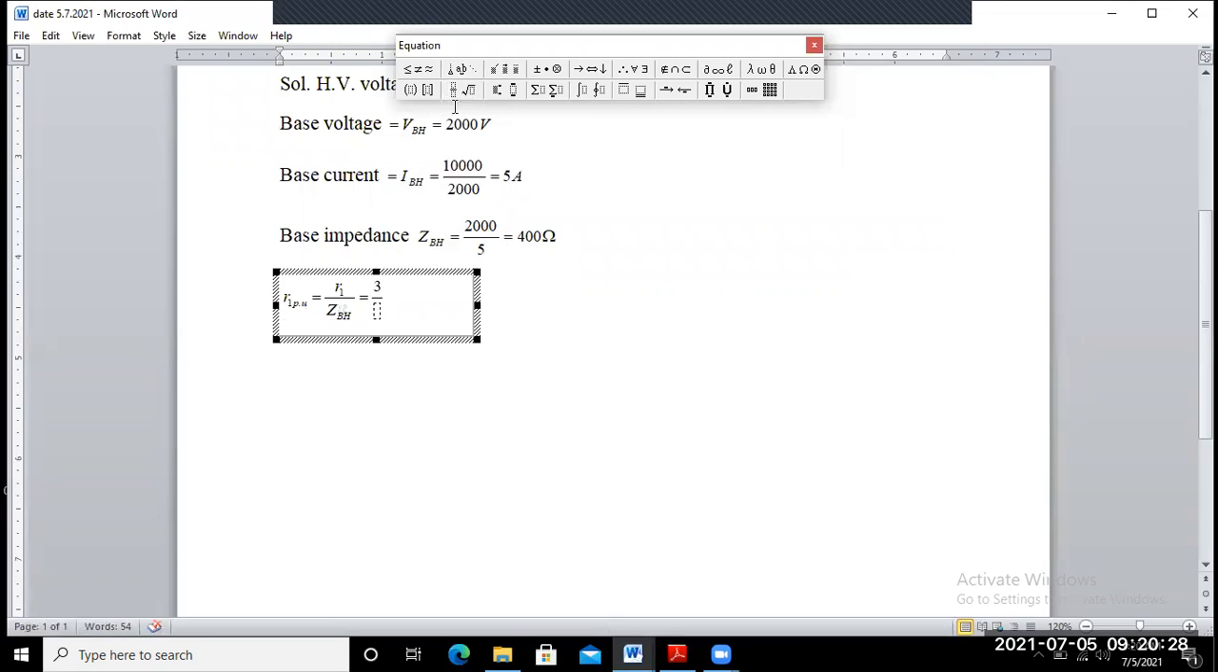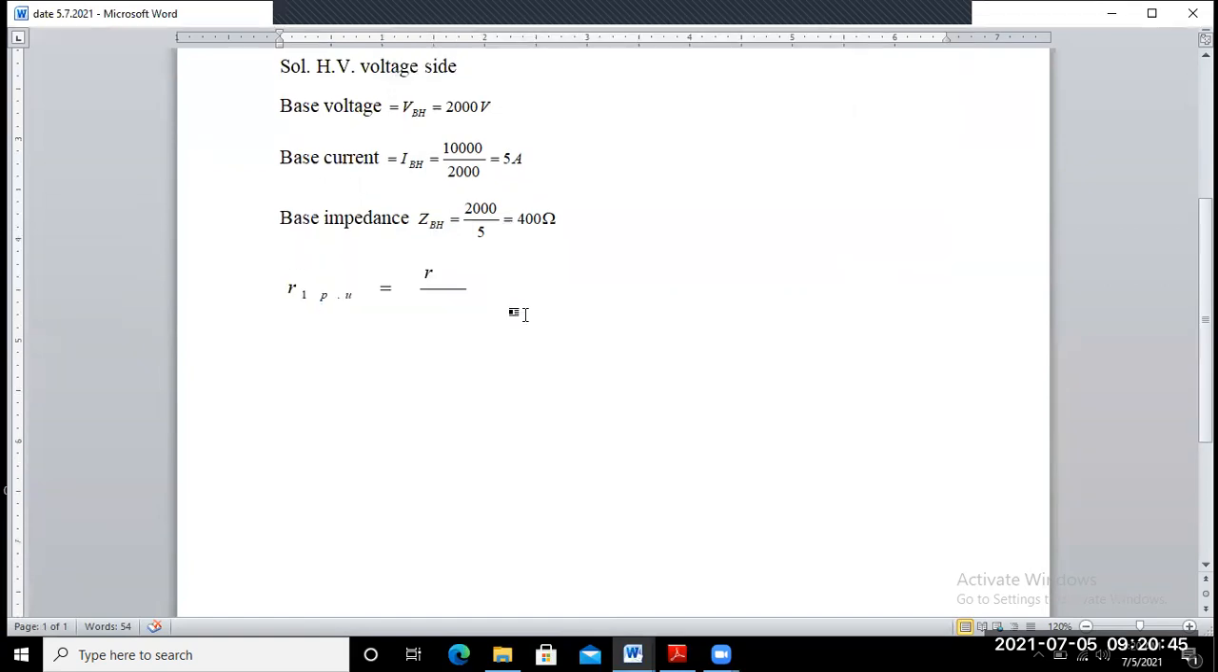So 3.6 divided by 400, the base impedance value. So this one becomes 0.009. 0.009 in per unit.